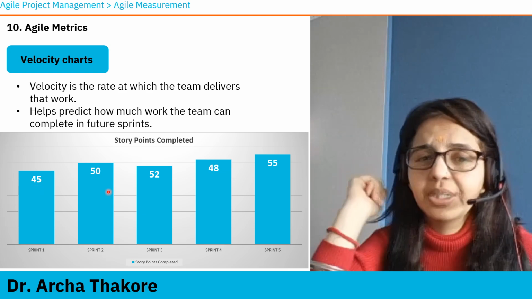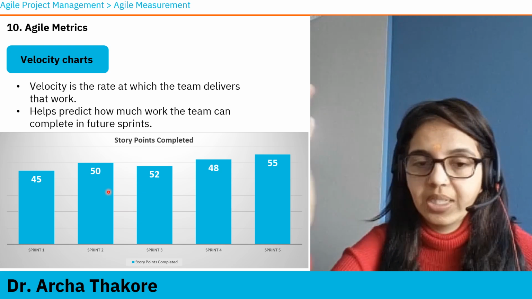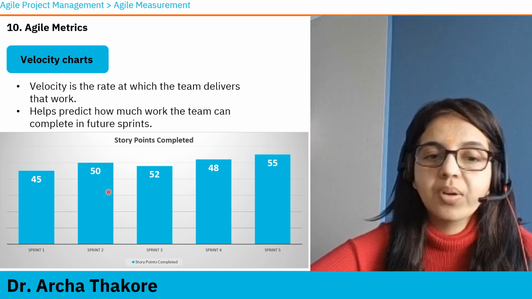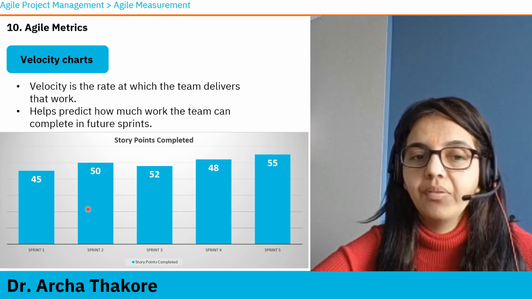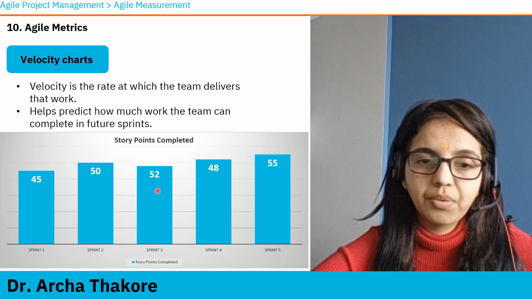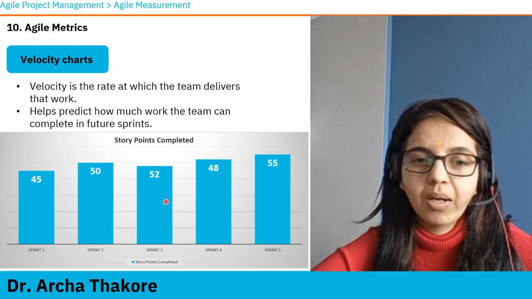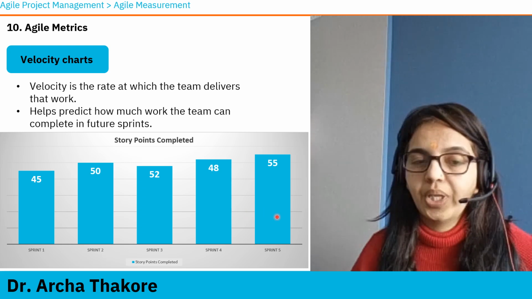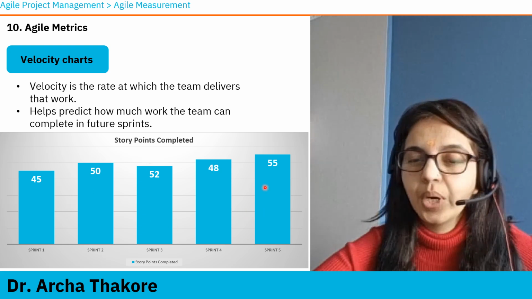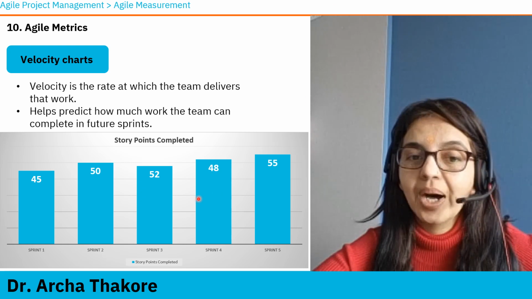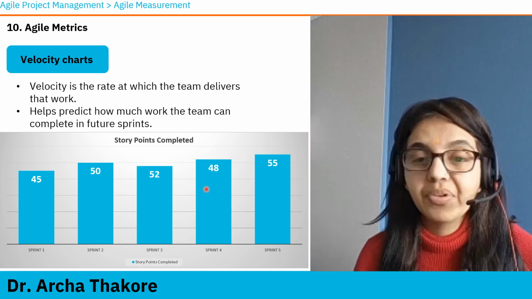Now, how will you read this chart? The team velocity is the rate at which the team delivers the work. You're seeing 5 sprints here. If we do a sum total of these story points, 45, 50, 52, 52, 48, it will come to an average of 50 story points. So you have 5 sprints, you total them, and it comes to 50 story points per sprint. So that is the average rate.